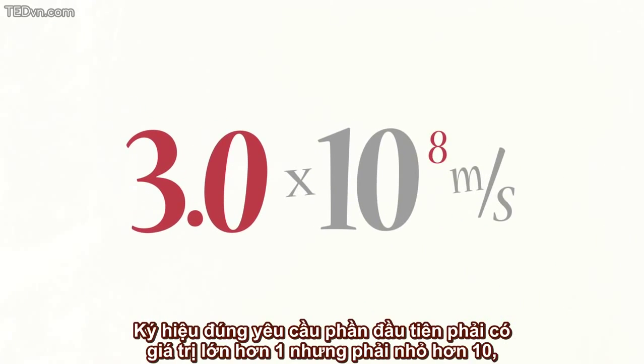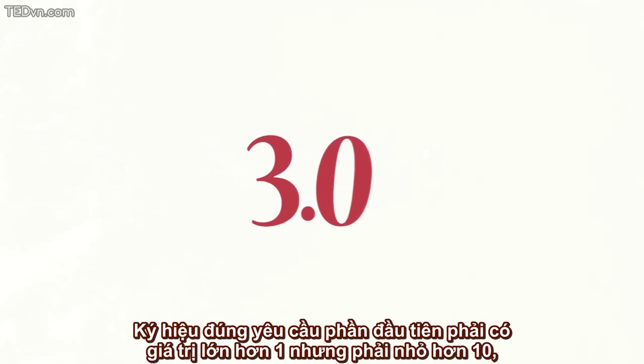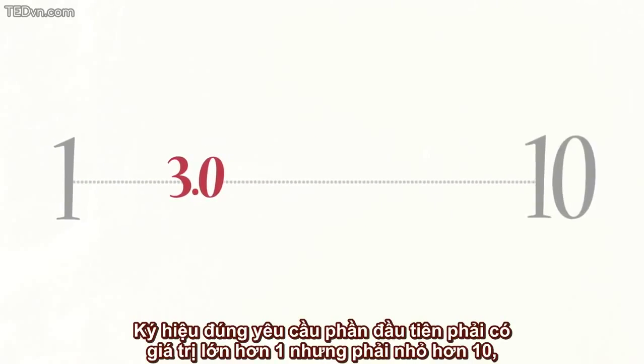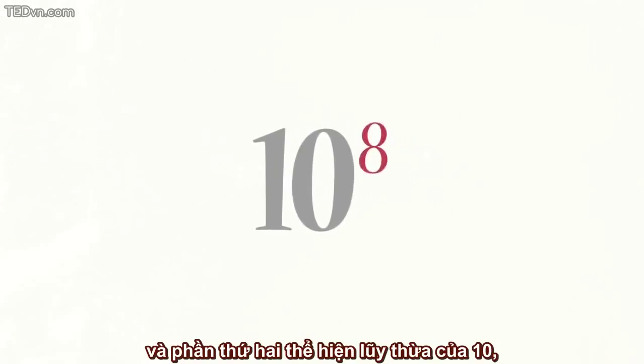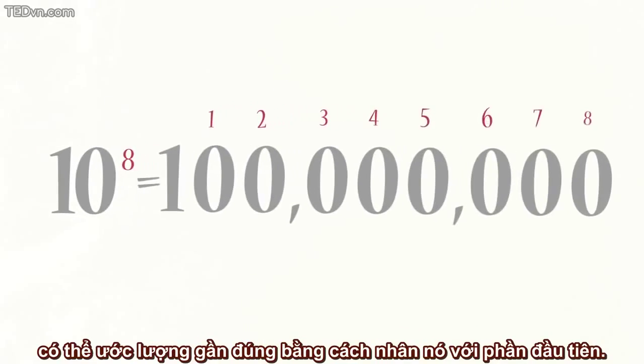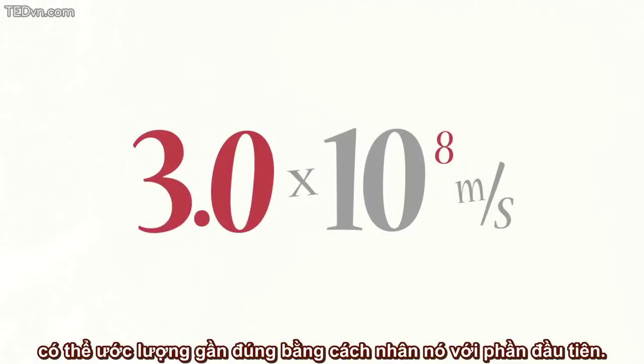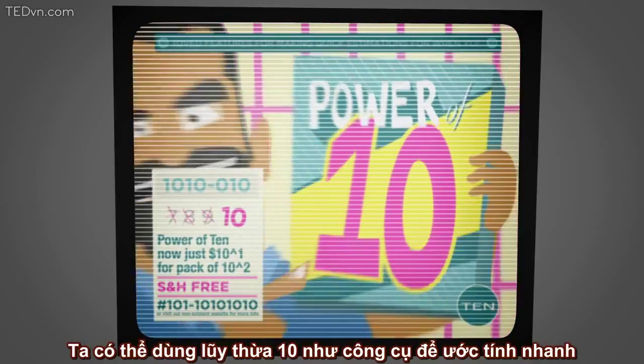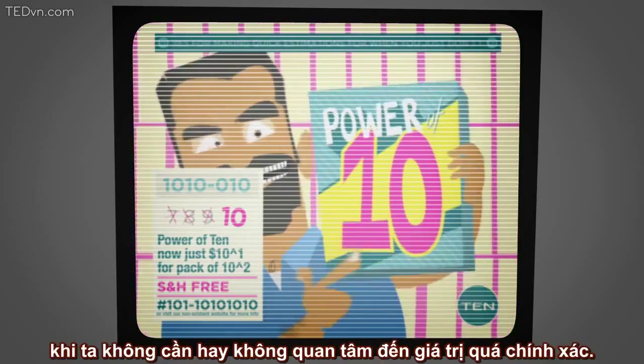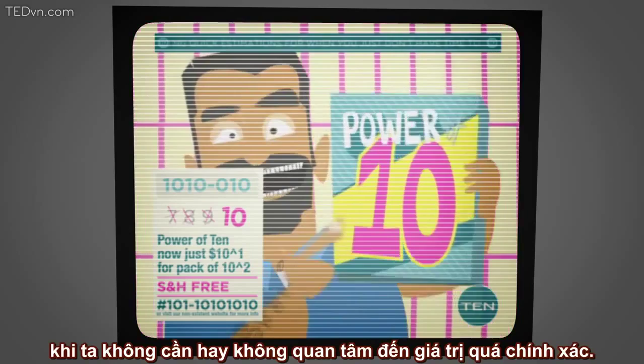Correct scientific notation requires that the first term range in value so that it is greater than 1 but less than 10, and the second term represents the power of 10, or order of magnitude, by which we multiply the first term. We can use the power of 10 as a tool in making quick estimations when we do not need or care for the exact value of a number.